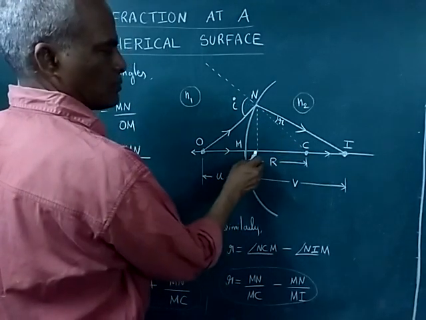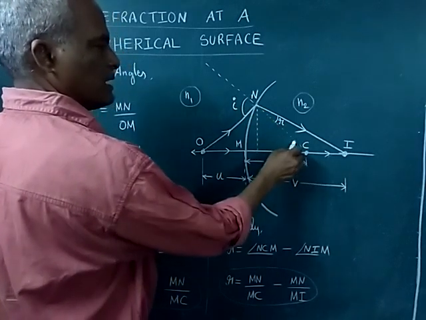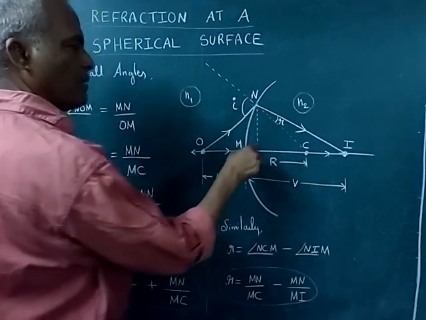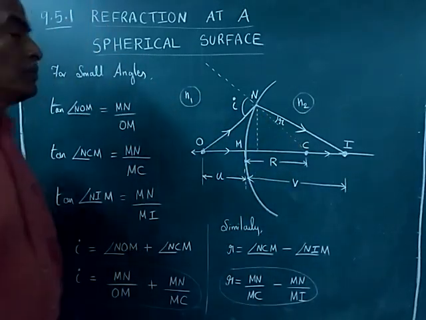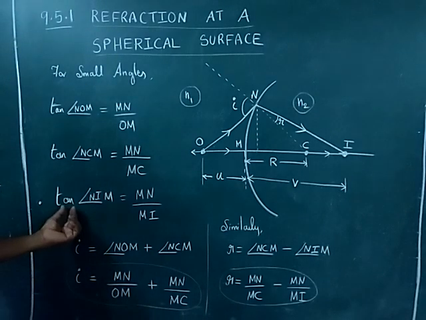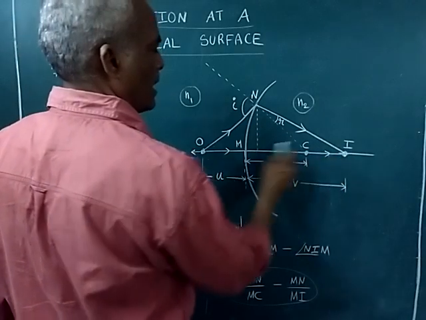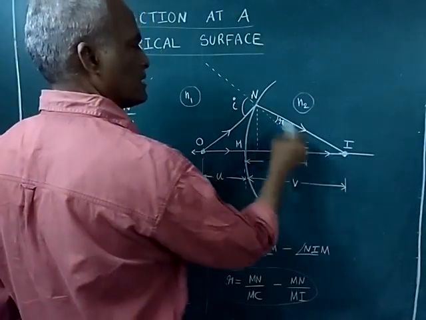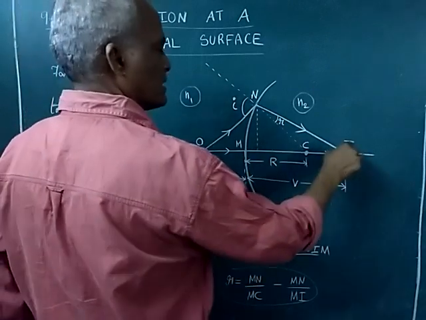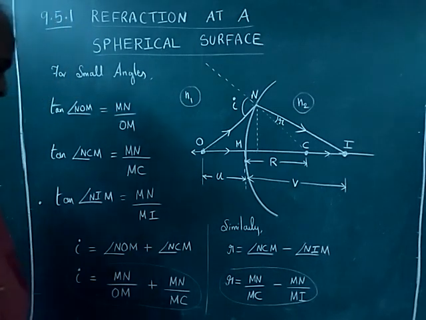So tan NCM means we are considering this angle. The opposite side is MN divided by the adjacent side MC. Then we are considering tan angle NIM. So N, I and M. We are considering this angle. The opposite side is MN, and the adjacent side is this length, that is MI. That's what we have written here.